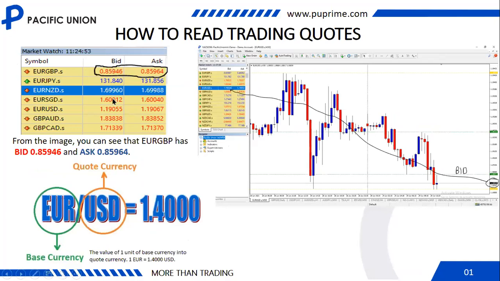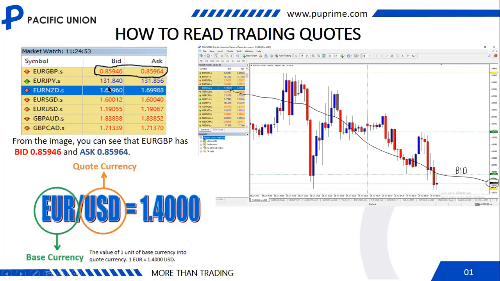So what is the bid price? Earlier, we said the bid price is the trader's selling price. So if you click on the sell trade, this is the price at which your trade is going to be triggered. And if you want to buy any currency, the ask price is the price at which your trade is going to be triggered for a buy.